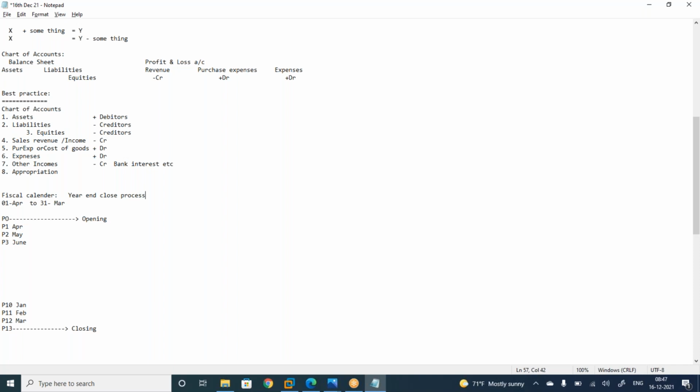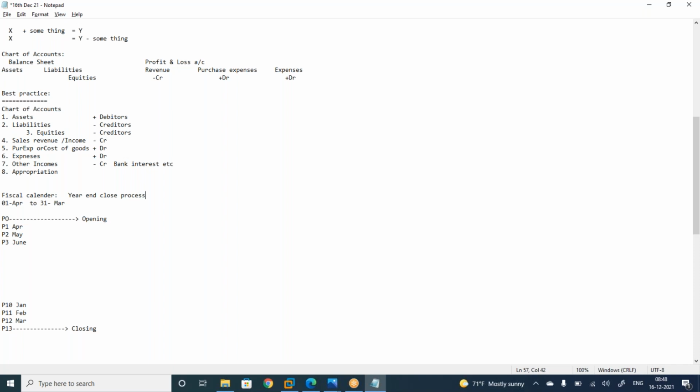And Accenture follows September 1st to August 31st. In some European companies, they are following November 1st to October 31st. In Australia, they are following May 1st to April 30th. Country to country, it is different. You need to create a calendar in the new company.